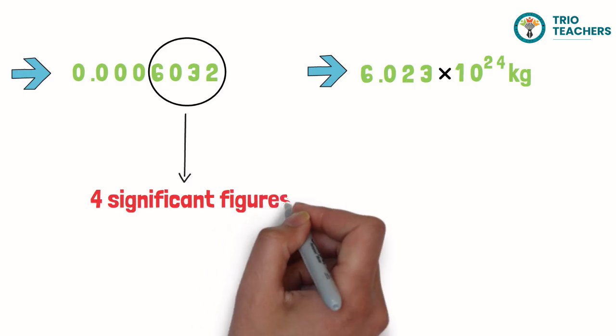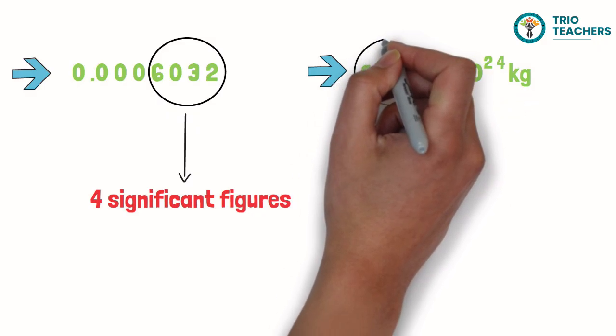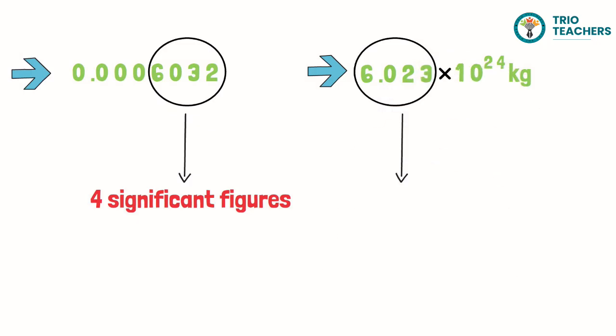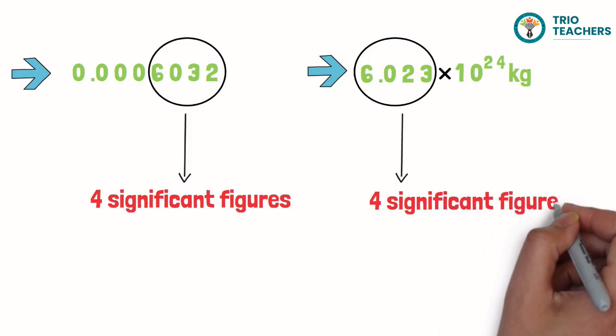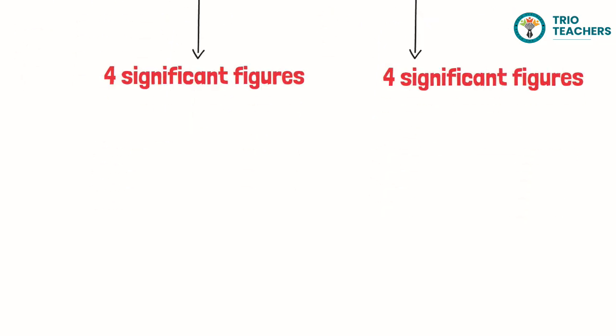And for the other one, question number 2 is saying 6.032 into 10 to the power 24 kg. In this case 10 to the power 24 is eliminated, right? So in this case again we have four significant figures. So the answer is 4 for this and 4 for this. They both have four significant figures, right?